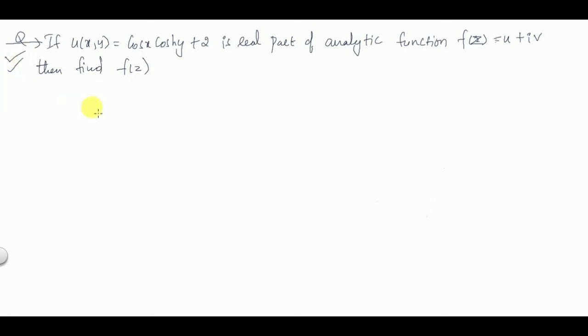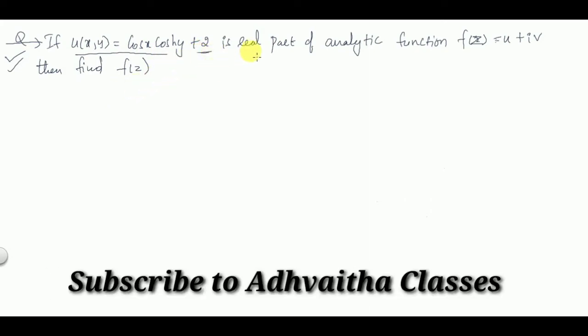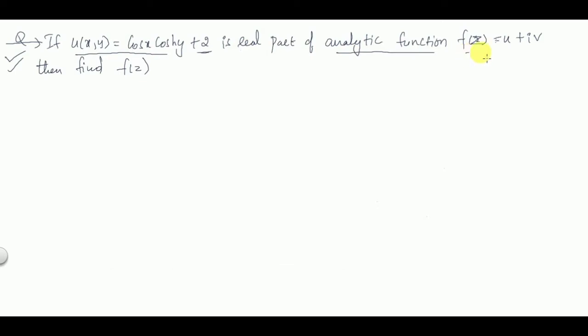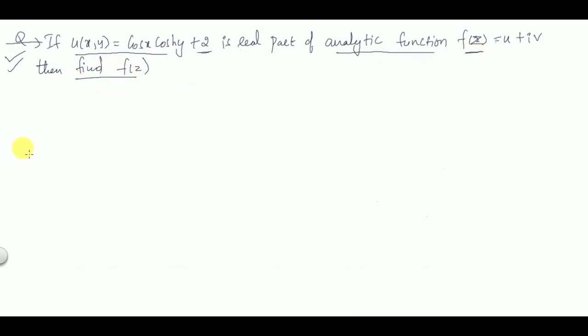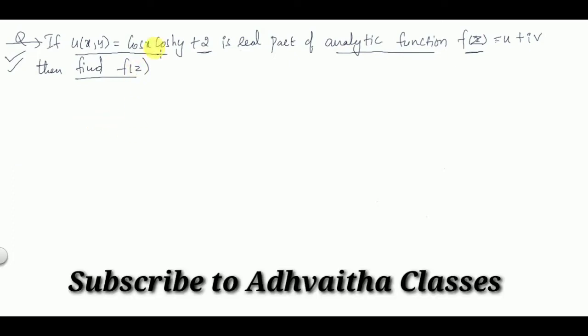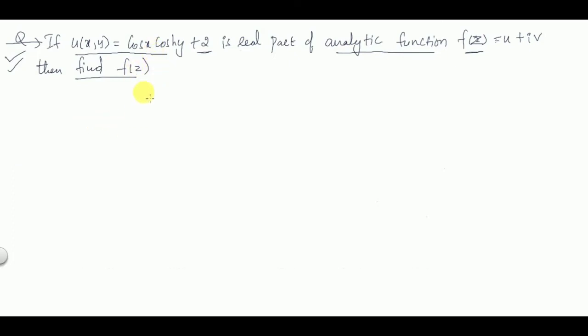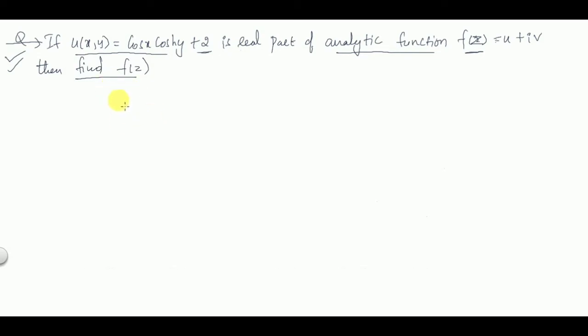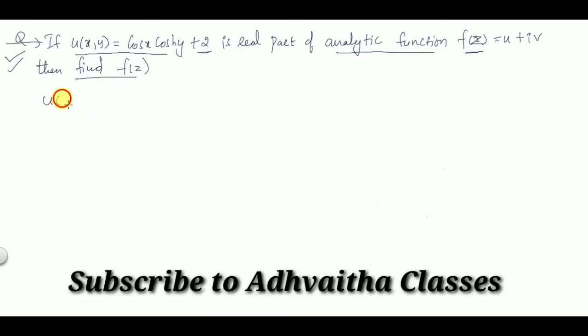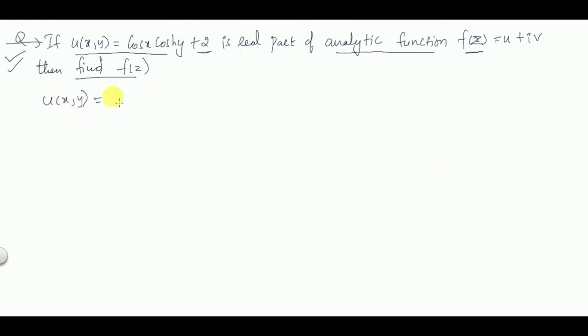Now, it is given that u of x comma y is cos x cos hy plus 2, the real part of the analytic function f of z. Then find f of z. As I have explained the procedure, we will solve it step by step. If you understand the problem, then you can understand the entire concept. So u of x comma y is equal to cos x cos hy plus 2.